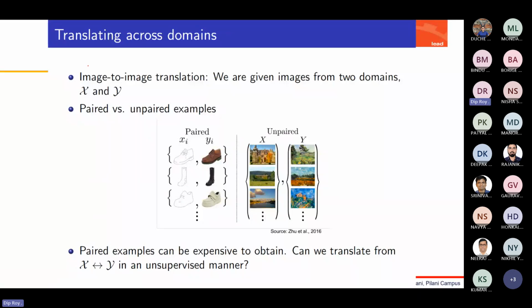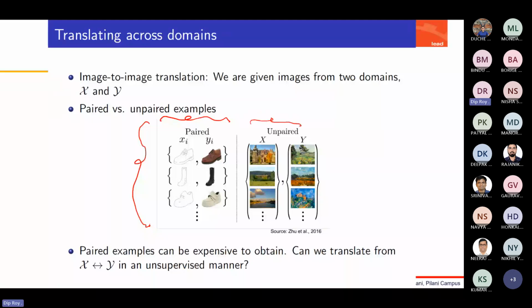Now, this is an example of translating across domains, so let's say image to image translation. We have images from two domains, X and Y. Paired and unpaired examples. This one comes from the supervised area, because someone has taken the pain to do the pairing. That is a discolored shoe and a colored shoe. They are the same. And these are unpaired. We don't know.